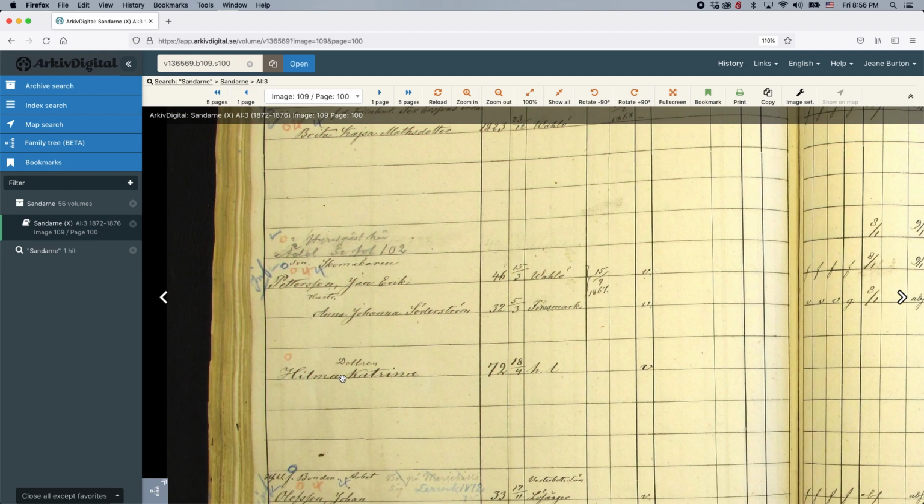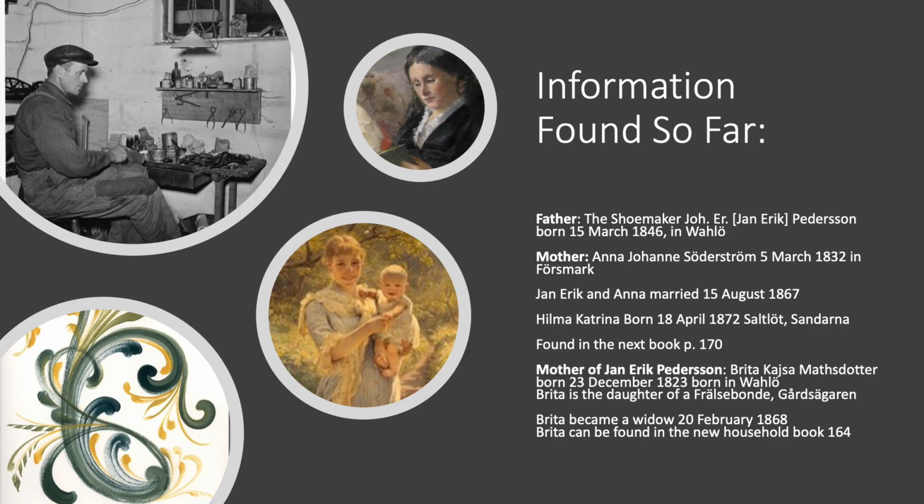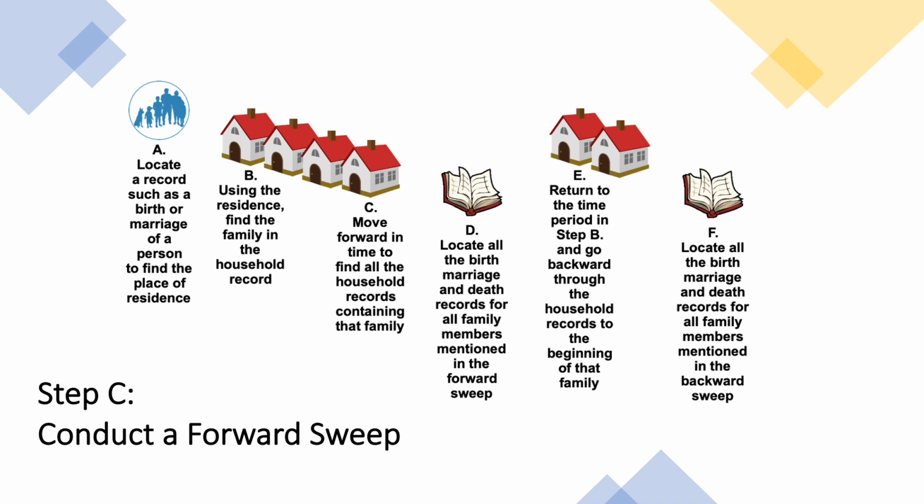And right down here we see Hilma, the daughter, and it says that she's born in this location. Now let's compile what we know about the family into a list. You can see that we're beginning to get quite a bit of information on Hilma's family. Let's move on to Step C. Step C says that we will move forward in time gathering all the household examination records that pertain to this family.